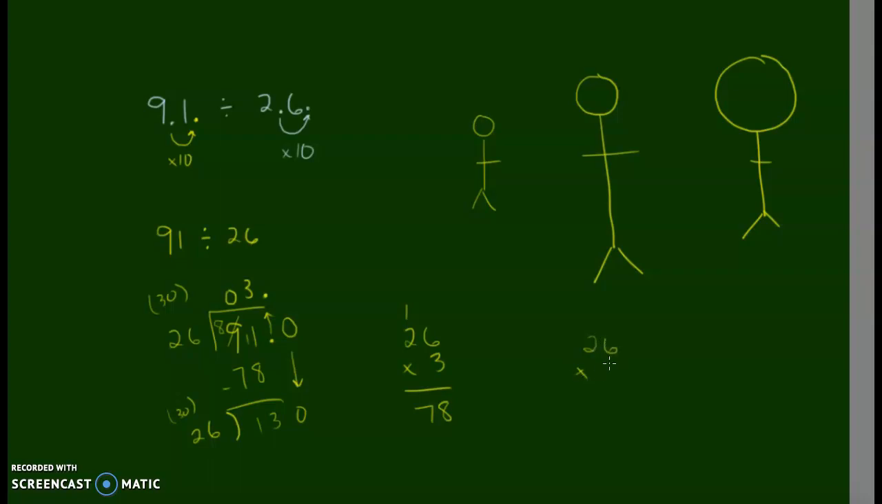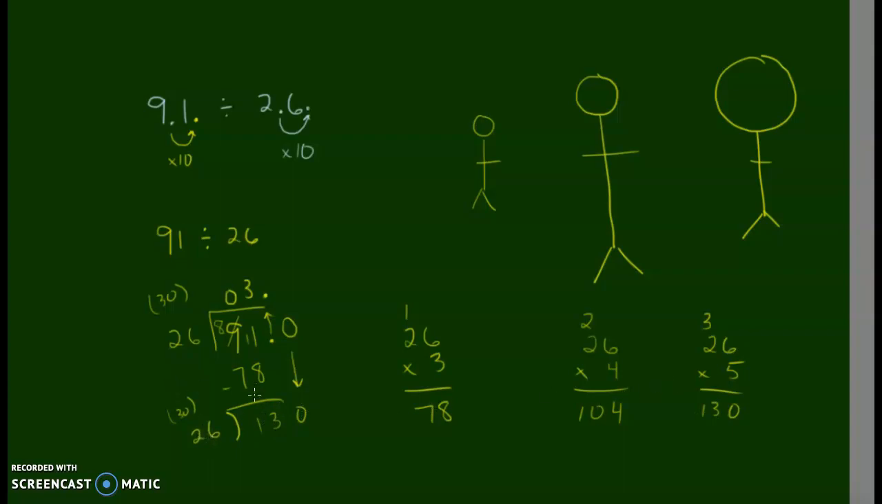So I'm going to try 26 times 4, although I think I'm going to need to do at least one more here. 6 times 4 is 24. 2 times 4 is 8, plus 2 is 10, so that's 104. Well, that's too small, so I'm going to try 26 times 5. 6 times 5 is 30. 2 times 5 is 10, plus 3 is 13. So 130 and 130, that's going to work.